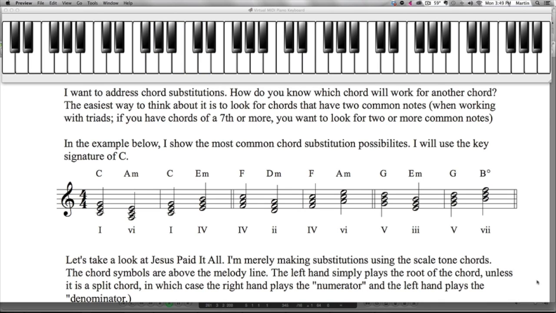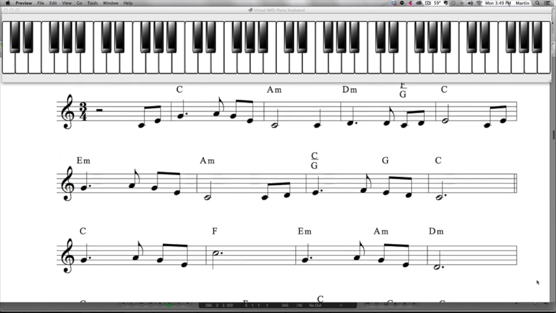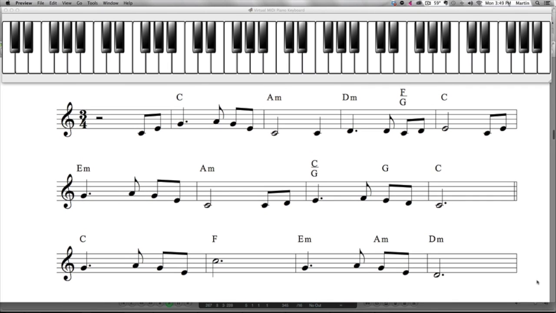All right. So let's look at Jesus Paid It All. I've written out the melody line for you. If you're not familiar with this, it's a hymn that most folks, if you go to church at all, you've heard this at some point. Very beautiful melody. Anyway, I'm going to play some chord substitutions there. And these are just using the diatonic chords. Nothing fancy here.